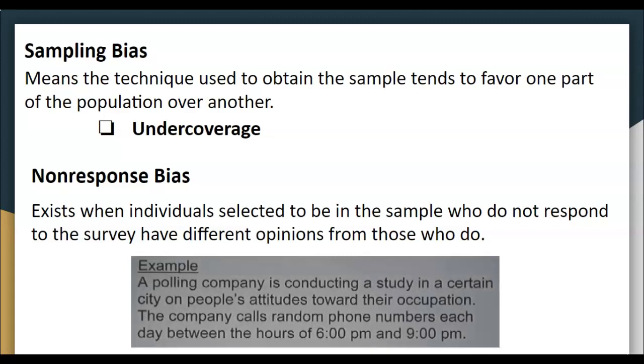For example, a polling company is conducting a study in a certain city on people's attitudes toward their occupation. The company calls random phone numbers each day between the hours of 6 p.m. and 9 p.m. Non-response bias occurred in this example because those who work during the evening hours will be unable to take part in the study because of the given time frame of 6 p.m. to 9 p.m. only. Many service industries and healthcare employees work evenings. So these members of the population may also have unique views on their occupation.